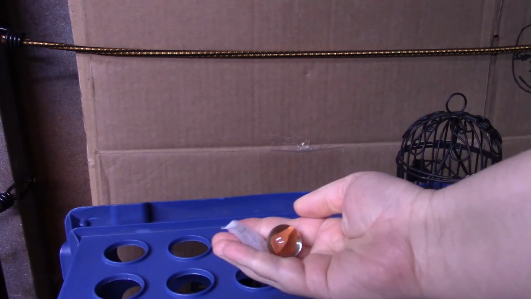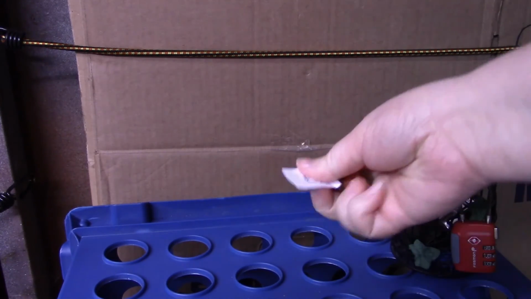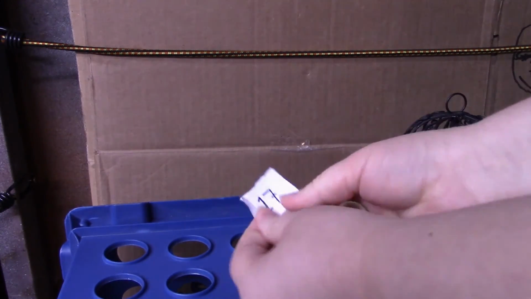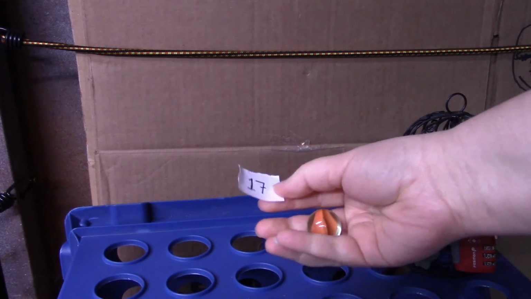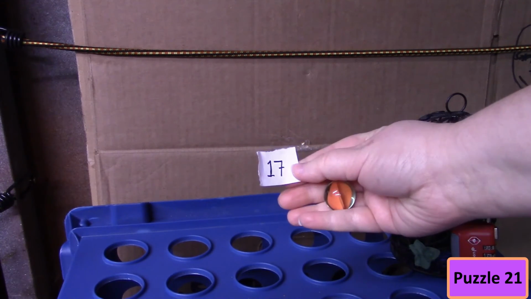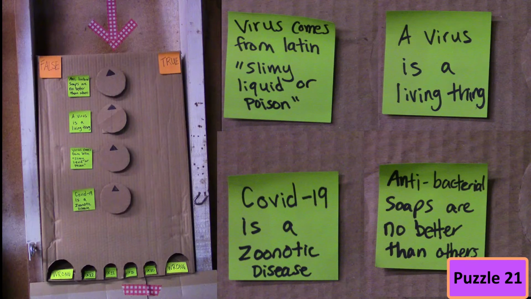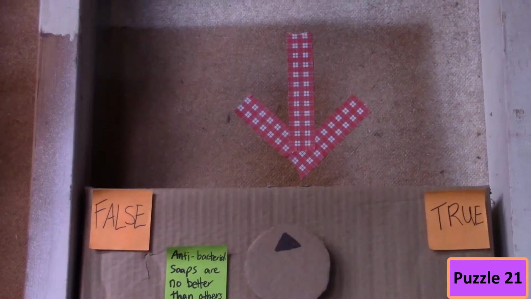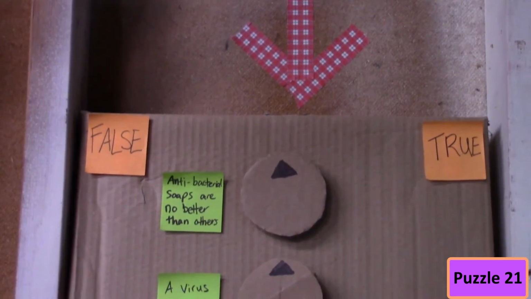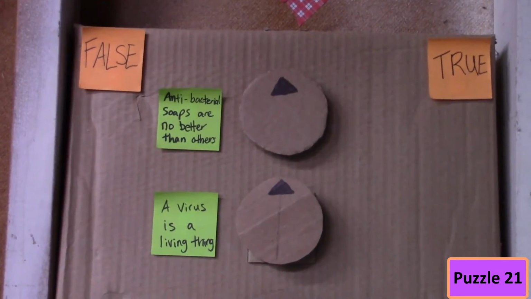And in this bag here, we've got a couple things. We've got a large marble and then a piece of paper with the number 17 on there. Well, there's one thing that stands out in the room that we haven't done yet, and it's going to use the marble. It's kind of a fun true-false machine that I came up with, designed and put together.